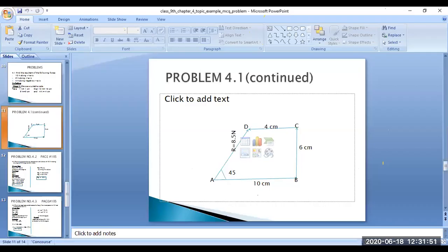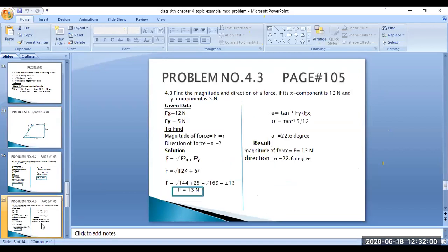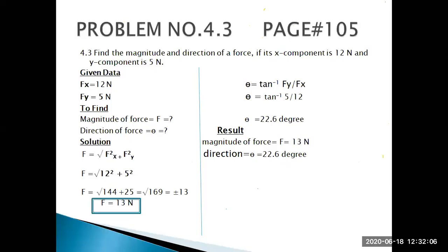So I also find the direction. You can find the direction with the help of this formula: theta is equal to tangent inverse of Fy over Fx. Theta is equal to tangent inverse of 5 over 12. So the value of theta will be 22.6 degrees. So our magnitude of force is 13 Newton and direction is 22.6 degrees.